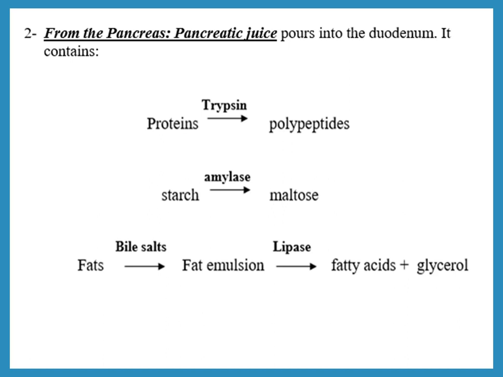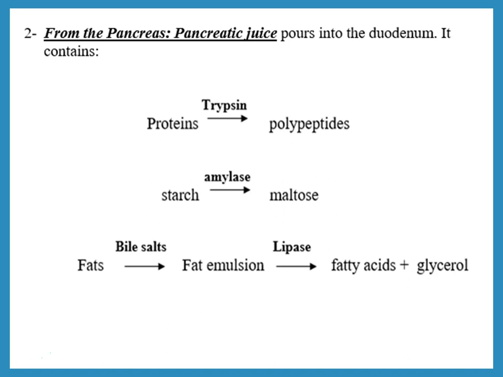Now, actually, the juice from the pancreas has three enzymes that we're going to talk about. It has an enzyme called trypsin, which is very similar to the pepsin in the stomach. It breaks the proteins, long chains of amino acids, into shorter chains, which we call polypeptides. The pancreatic juice also has an enzyme similar to that in the mouth. We said in the mouth you have amylase that breaks down starch to maltose.